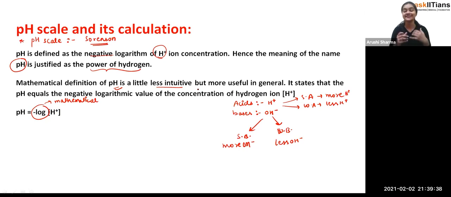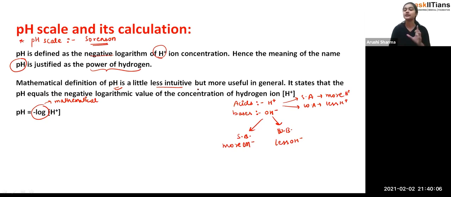Like your teacher has already told you, whenever there are more H ions, it will be a stronger acid, and when there are fewer H ions, it will be a weak acid. And how the pH is going to be affected by the hydrogen ion concentration, we'll see that. Just wait for it. You have to be patient because it's a new concept for you, so I don't want to rush. Okay, we'll see this also.